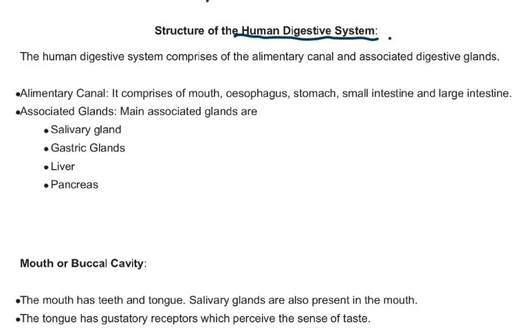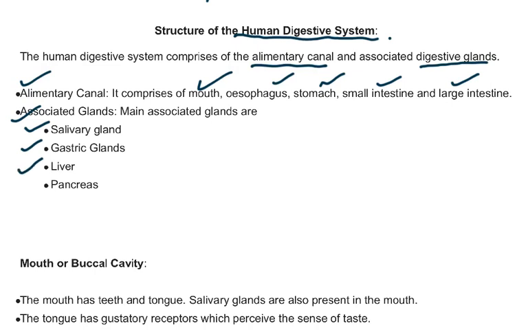The human digestive system comprises two major parts. One is the alimentary canal and the other is the glands which are associated with it. The alimentary canal starts from the mouth and continues up to the anus, which contains the esophagus, stomach, small intestine and large intestine in between. The major glands include the salivary gland, gastric gland, liver and the pancreas.